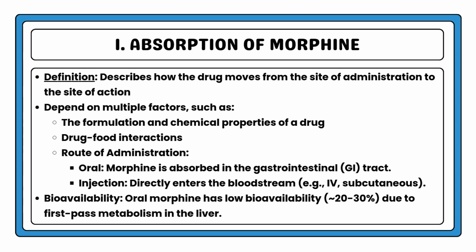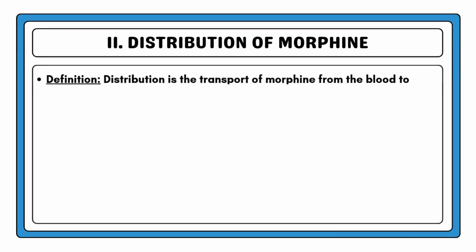Route of administration: from oral, morphine is absorbed in the gastrointestinal tract, and injection directly enters the bloodstream, for example IV. Bioavailability: oral morphine has low bioavailability due to first pass metabolism in the liver.